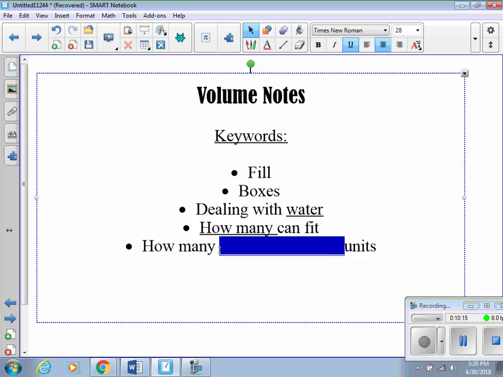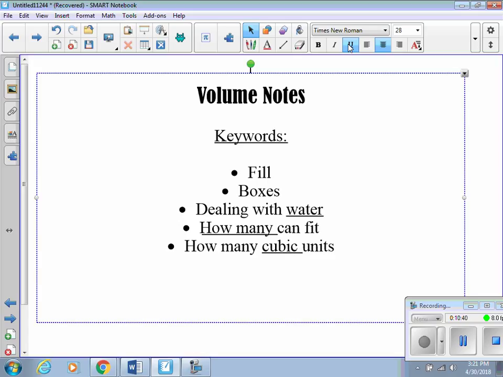And then this last one is, as I was saying earlier, it's all going to be cubed. So if it says how many cubic units, so how many cubic feet, how many cubic inches, how many cubic centimeters, anything like that. If you see the word cubic, you're going to need to know that you need to find the volume of the shape that they are identifying.